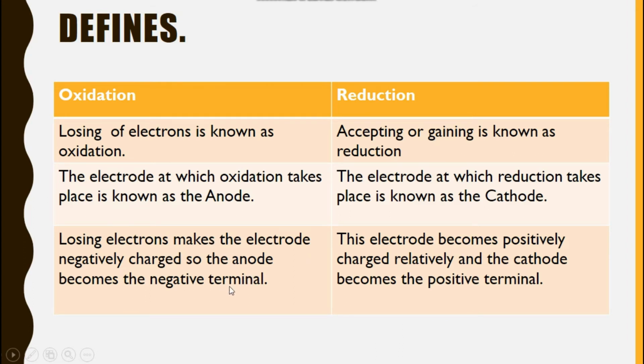These are some definitions that you should know in this lesson. Oxidation and reduction. Oxidation means losing electrons and reduction means accepting or gaining electrons. Oxidation always takes place at the anode and reduction takes place at the cathode. Because oxidation is losing electrons, that means giving out electrons, the anode becomes the negative terminal. And compared to the anode, the cathode becomes the positive terminal. I will explain this to you further.